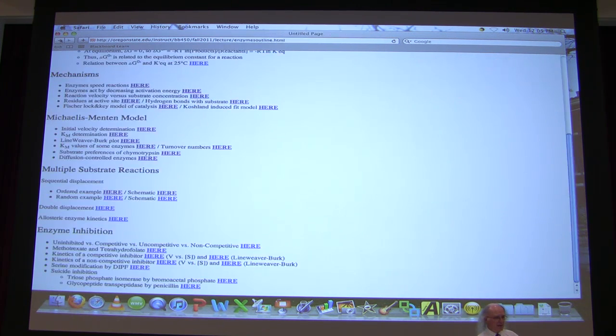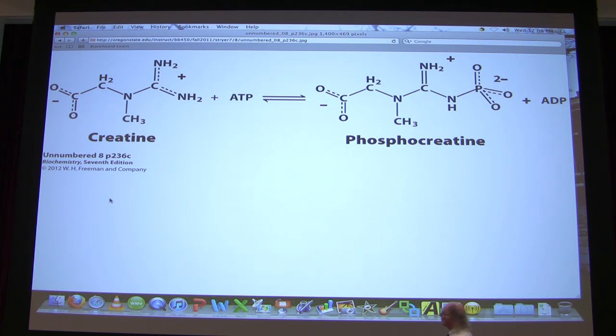The other possible mechanism of sequential displacement is called random binding. As its name would suggest, it doesn't really matter in which order these bind. So if I have this reaction, creatine plus ATP, it means that ATP can bind first or creatine can bind first. It doesn't really matter which one is the first to hit the enzyme. Now you might look at that and say, well, does that mean the sequential displacement doesn't happen? And the answer is no.